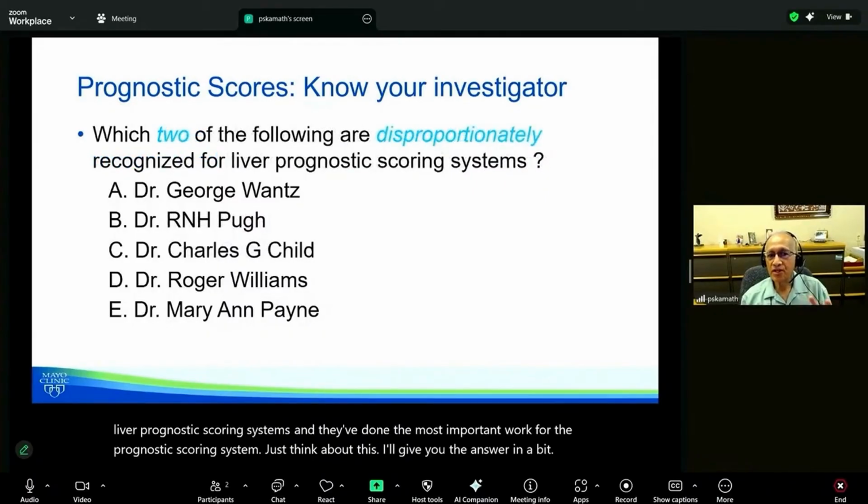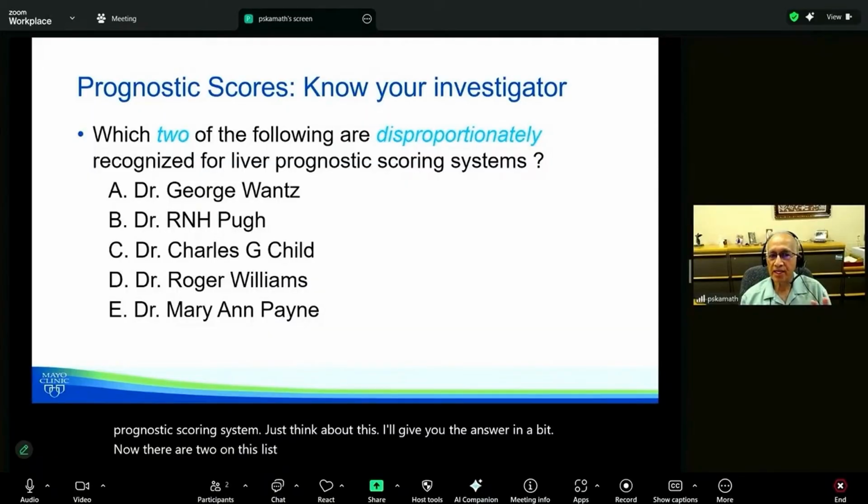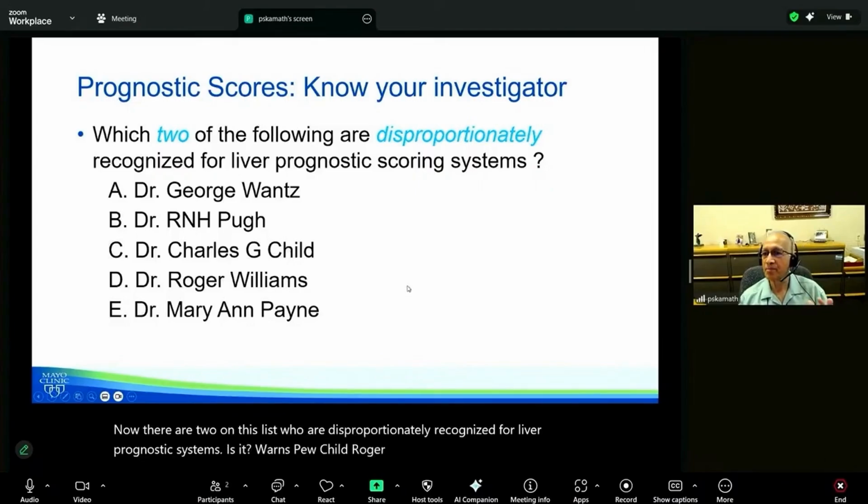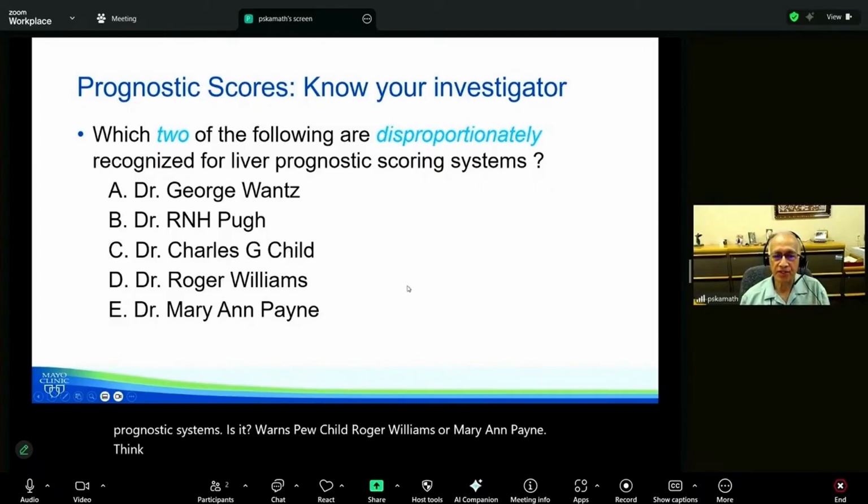Now, there are 2 on this list who are disproportionately recognized for liver prognostic systems. Is it Wants, Pugh, Child, Roger Williams, or Mary Ann Payne? Think about this. Answers coming up.